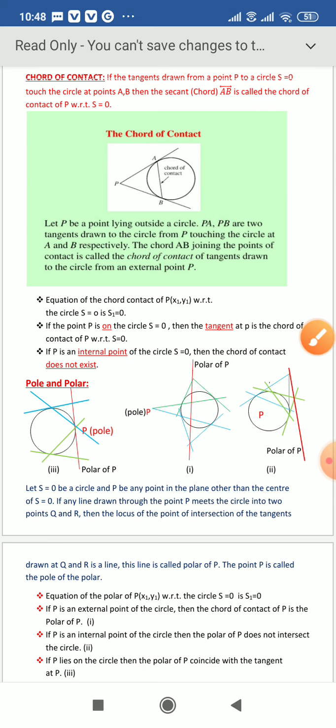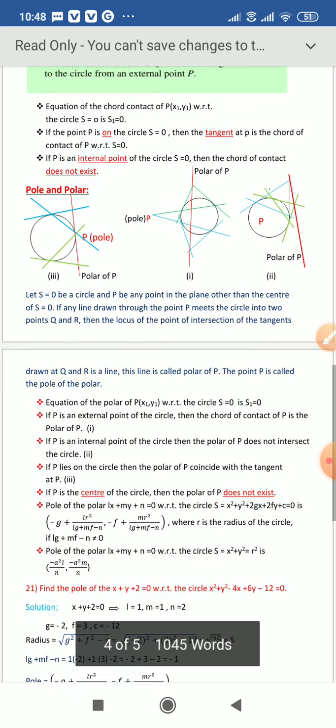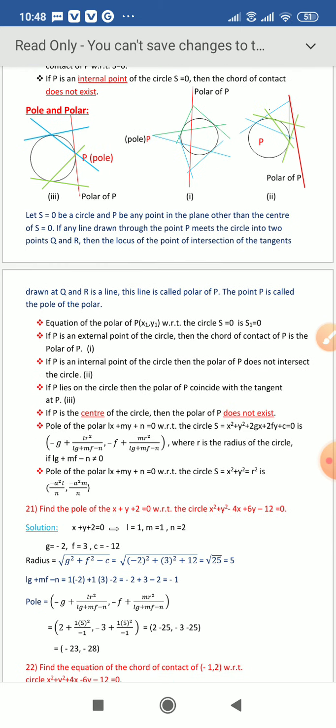Okay. Now, another important and somewhat confusing concept: pole and polar. This is also very important in our IPE. What is meant by pole and polar? If we observe the first diagram, there are two colors. There is a point P. First we discuss with the diagram, next we discuss the definition. This is the point P.